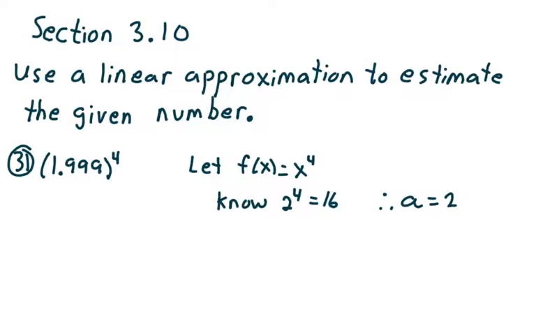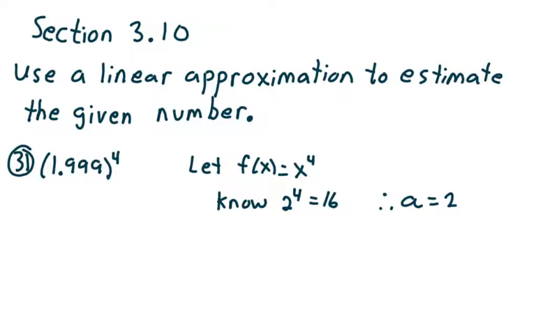This is a video from section 3.10. The directions say to use a linear approximation to estimate the given number. We're going to start off with 1.999 to the fourth power. That's a very inconvenient number to calculate by hand, and so, hence, we have this linear approximation technique.